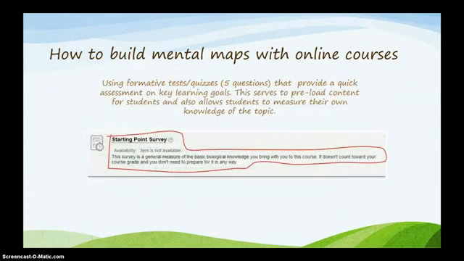Use formative tests or quizzes. It can be as simple as 5 questions that provide a quick assessment on key learning goals. This serves to preload content for students and also allows students to measure their own knowledge of the topic. You see below is a starting point survey. It's a small survey that will basically give the student a pre-assessment on basic biological knowledge. It'll let the student know where they stand with the content and also allow them to preload the content in their mental map, so when they actually are presented with the content, they'll be able to refer back to this pre-test within their mental map.